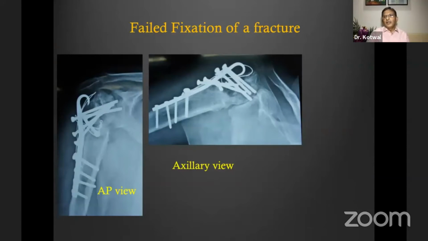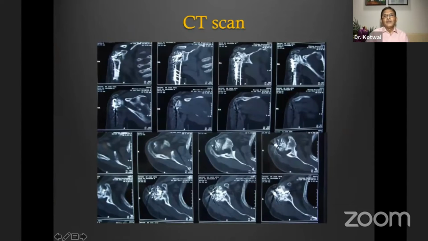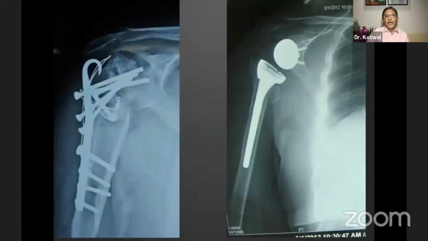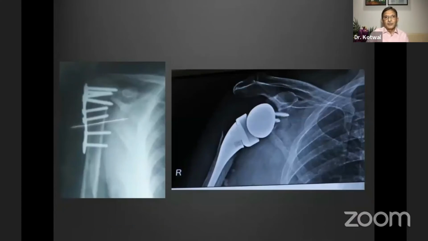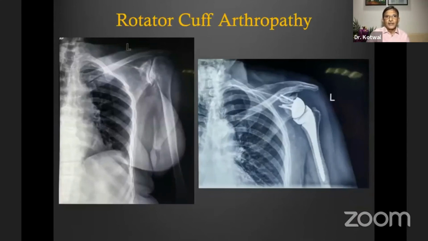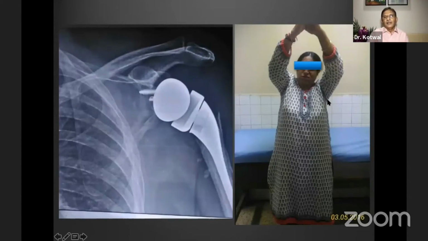This can also be used for failed fixation. You can see here, this is now eroding the glenoid articular surface. The CT scan shows the same thing. And this is corrected by reverse shoulder arthroplasty. And that's his result, a functionally reasonably good result. And these are the multiple surgical scars. Another patient, from an osteosynthesis, with rotator cuff arthropathy and secondary osteoarthritis, reverse shoulder done. And that's the range of movement.